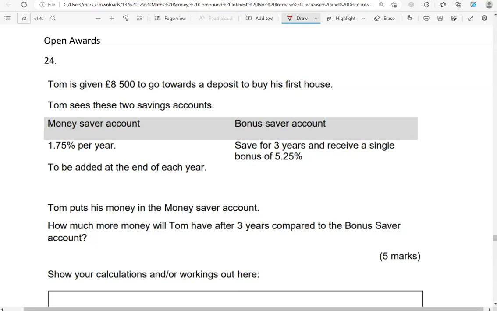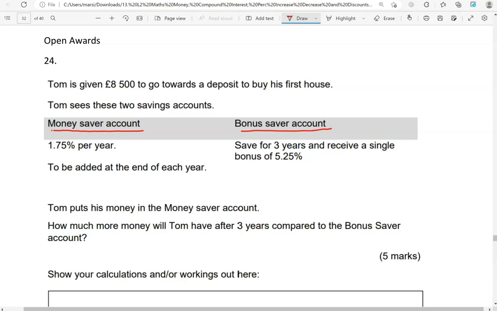Tom puts his money in the money saver account. How much more money will Tom have after 3 years compared to the bonus saver account? Show your calculations and your workings out here. The difference between the 2 accounts is that for the first one, money saver account, money is added at the end of each year, so it's compound interest. Whereas for the bonus saver account, that is simple interest.